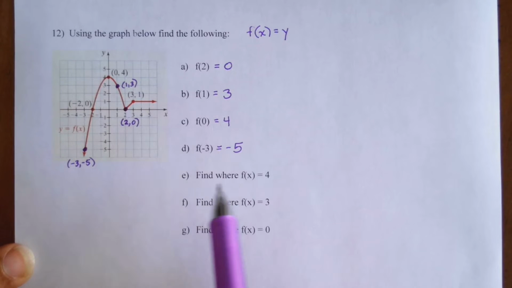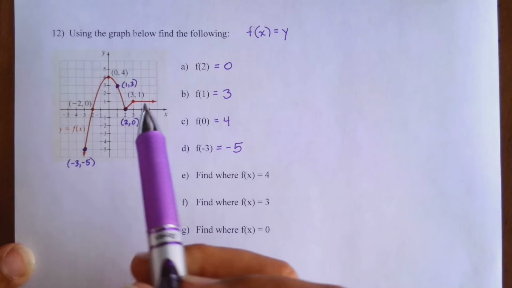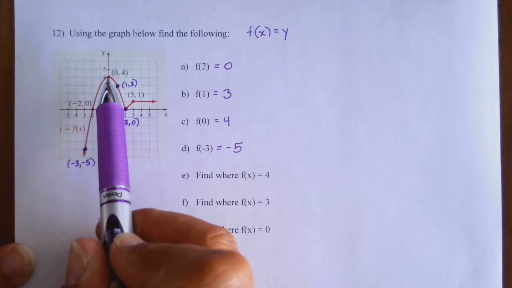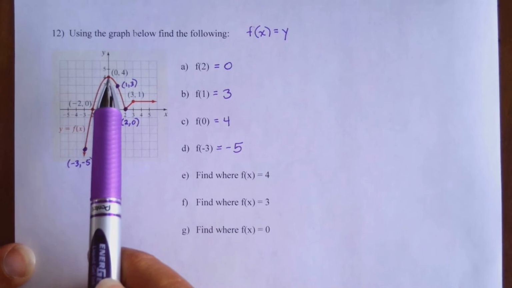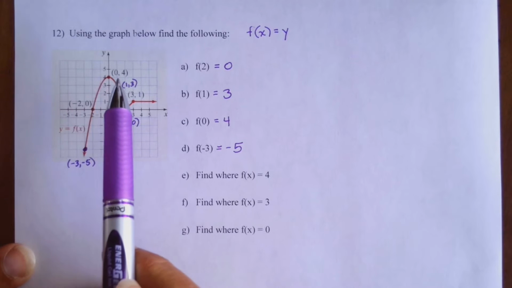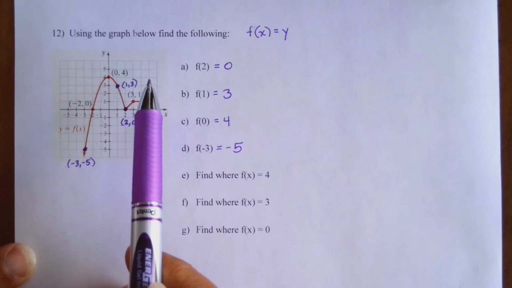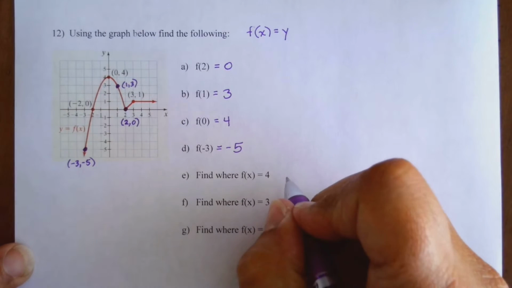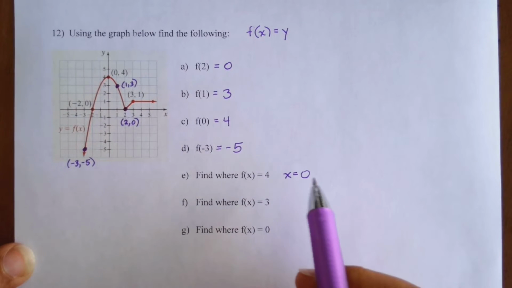Okay, so let's start with the first one. We want to find any place on this graph where the y value is 4. Well, I knew the y value was 4 up here because we just did that point in part C. But the best way I can tell you to make sure there's not more than one is to look across horizontally and see if there's any other point that touches up at 4, which there's not. So the only x value when y is 4 would be 0. So I'm going to say x equals 0 here, okay, because we're looking for the x values.